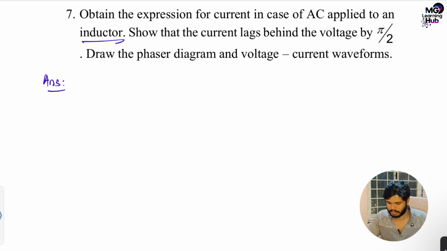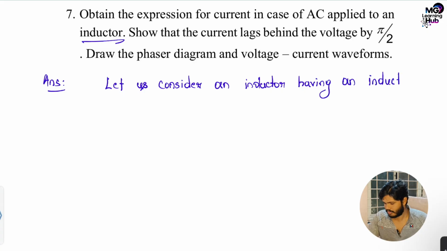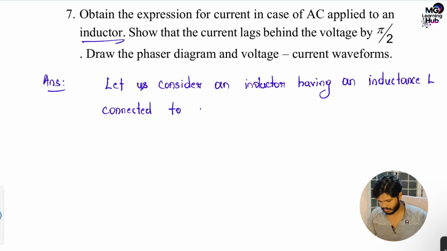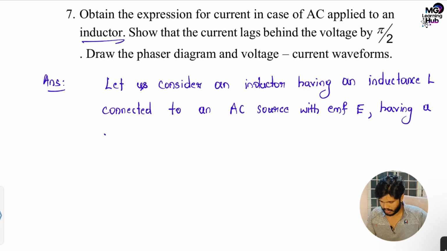First, what should we do? We should write the consideration part. Let us consider an inductor having an inductance L connected to an AC source with EMF E. Write AC source with EMF E having a voltage V equal to V naught sin omega t. Let us call this equation number 1.